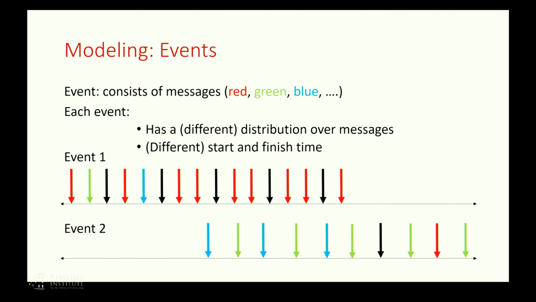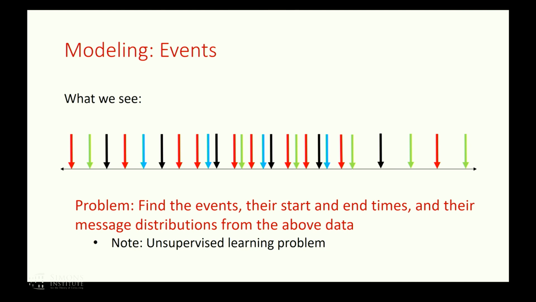So essentially, the way we can think of this problem is that there's event 1 that happened. It started at the leftmost point, and ended here. And then event 2 started in the middle of event 1. It is generating its own set of messages. And what we see in the central error log is both of these sets of messages merged together.